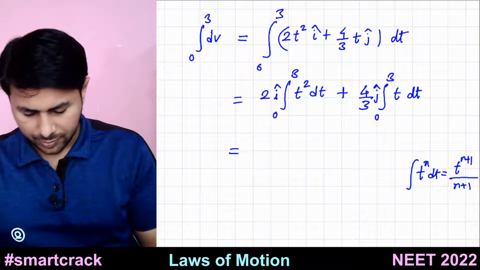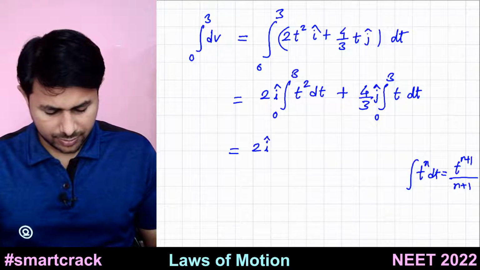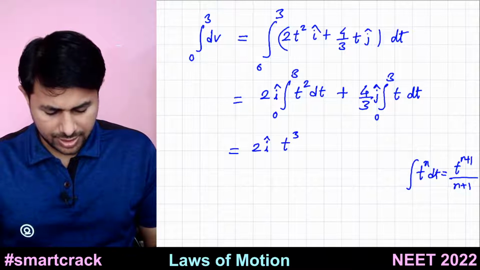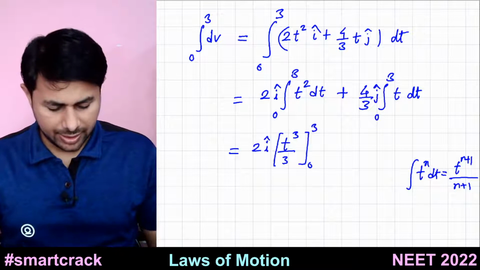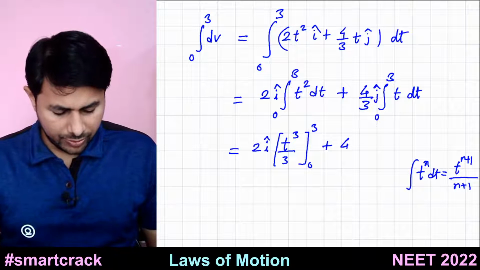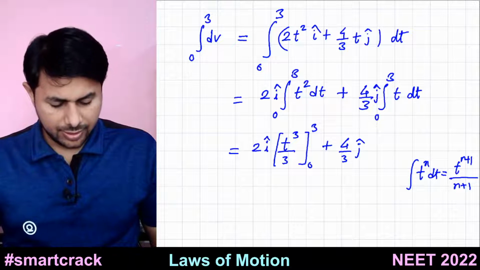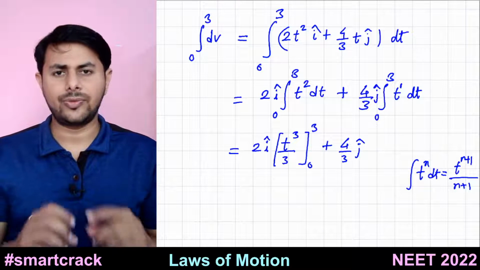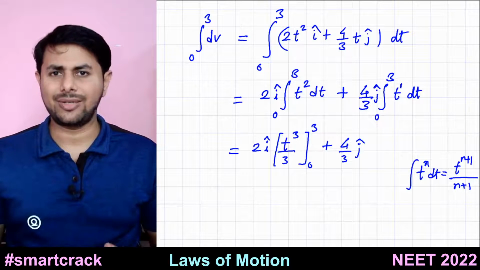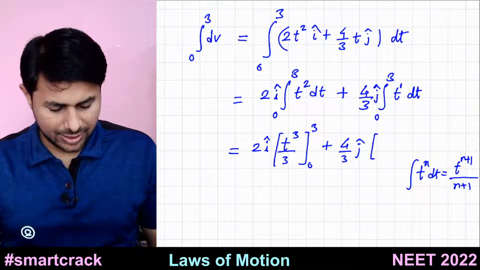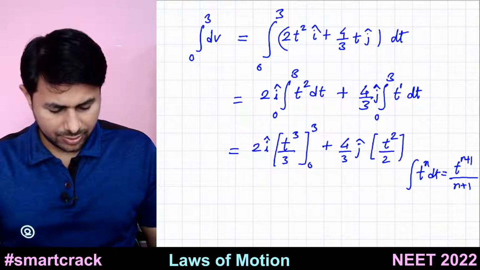So it is 2 times i cap into t raised to 3 upon 3, from 0 to 3. The upper limit is 3, the lower limit is 0. Then we have 4 by 3 j multiplied by the integral of t dt, which means the integral of t raised to 1 dt. It will be t raised to 1 plus 1 divided by 1 plus 1, so t raised to 2 upon 2, from 0 to 3.